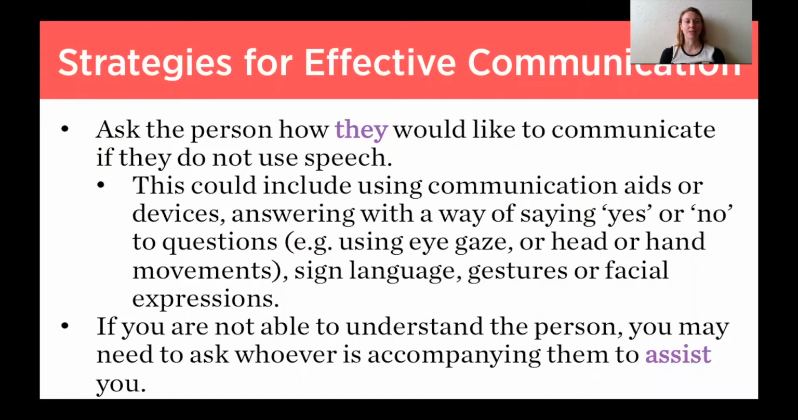So ask the person how they would like to communicate if they do not use speech. This could include using communication aids or devices, answering with a way of saying yes or no to questions. So they might have their own way of answering yes or no, either by using eye contact or head or hand movements. They might use sign language, gestures, or facial expressions. So if they don't use speech, ask them how they would like to communicate or show you how they would like to communicate. If you're not able to understand the person, you may need to ask whoever is accompanying them to assist you with that communication or assist you with knowing how to best communicate with that individual.